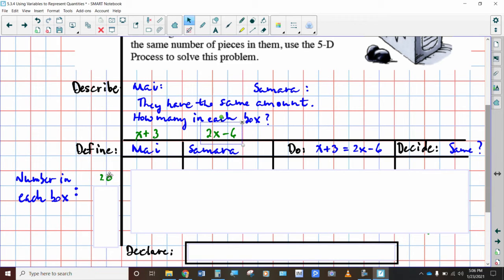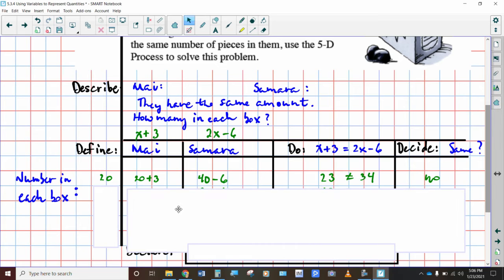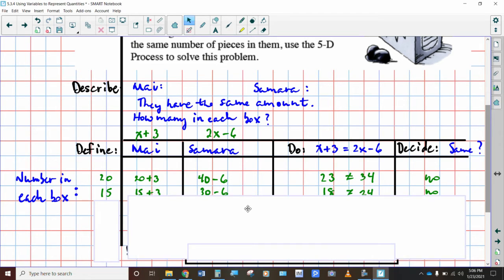So if the box has 20, then Mai would have 23, and Samara would have 2 times 20, which is 40 minus 6. So Mai would have 23, Samara would have 34. That is not the same. They are not equal to each other, so that cannot be the number. So now I'm going to jump to 15 and see how that works. So that means she's going to have 15 plus 3, which is 18, and Samara will have 30 minus 6, which is 24, which is still a no-go.